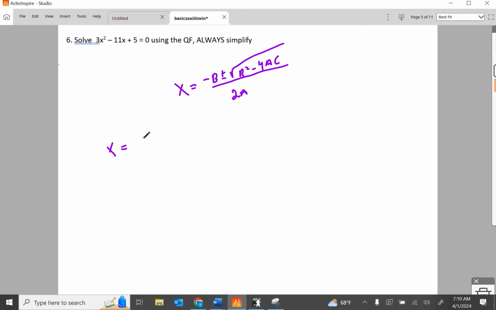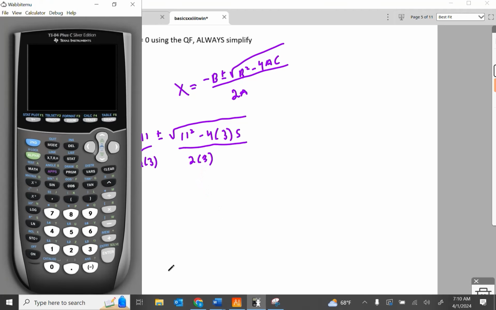It says opposite of a negative is positive. If you're going to square a negative, just drop the negativity. A is 3, C is 5, and both pieces, I'll just do it this way, both pieces over twice a. And then you do some math. This one doesn't really clean up too nice. The inside is 121 minus 60, which is 61.